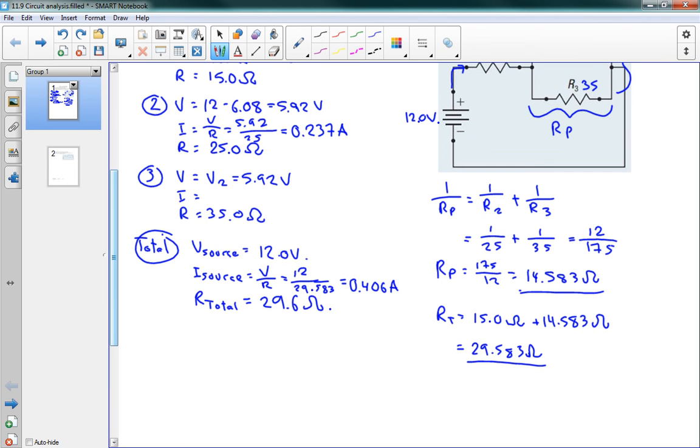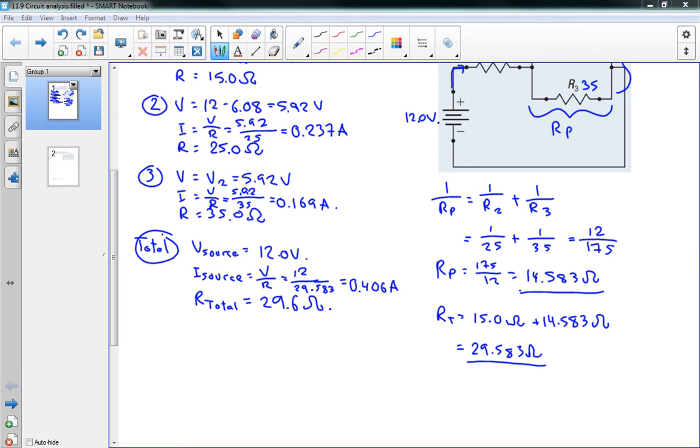So we can do the same thing here. I is equal to V over R. So this is going to be 5.92 divided by 35 now, and this should give us 0.169 amps. Excellent! So there we go. That is the full solution to that problem.